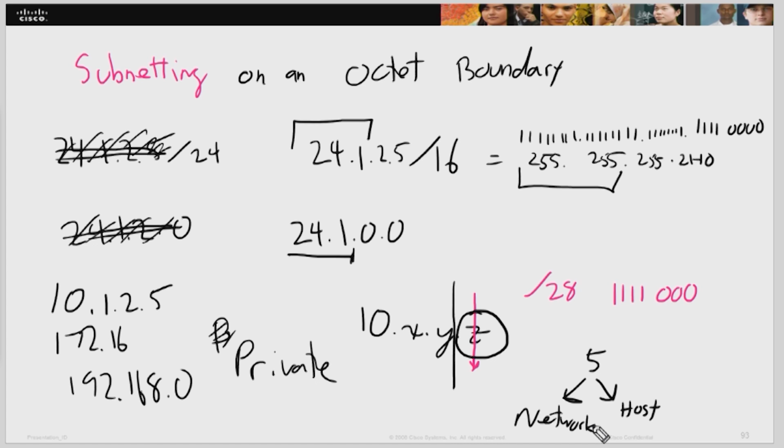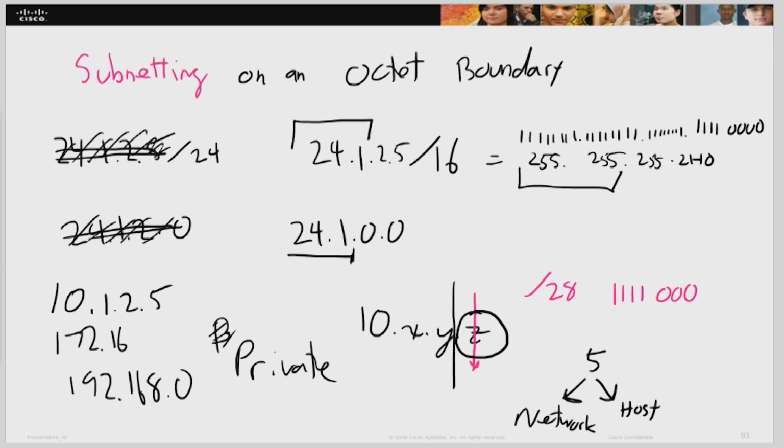That's not very clear to us. When I look at 5 and you tell me that a piece of it is host and a piece of it is network, what does that mean? Again, it's not overly complicated when you learn the process, but initially it would be so much better if we just subnetted on that octet boundary. So that's what we try to do.